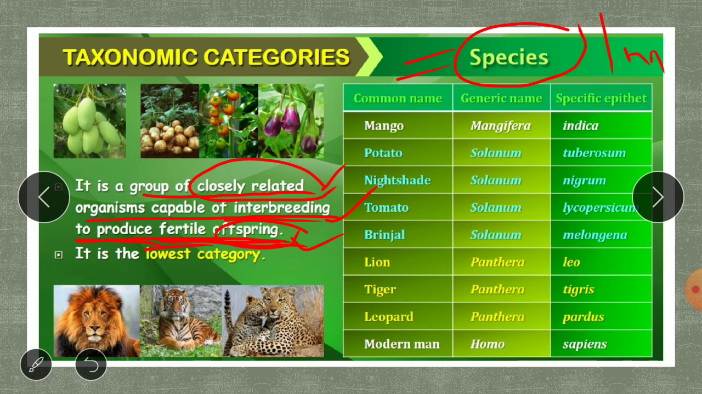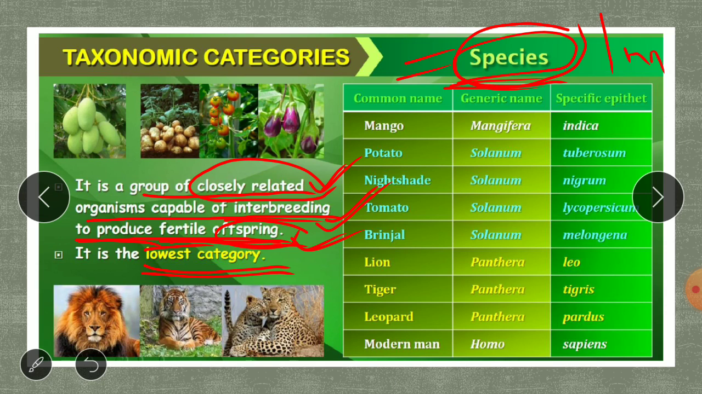3 important things in the definition. They have to be closely related, they must be capable of interbreeding, and they must be able to produce fertile offsprings. Only then are we going to call it a species. Species is the lowest category, and only organisms which are very closely related are going to be included in the species.